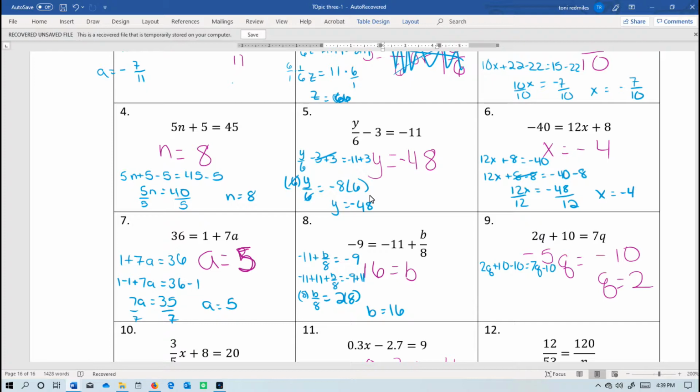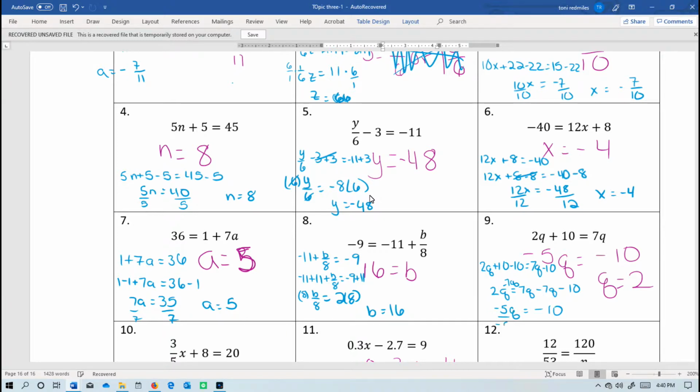This time I have a q here, so I need to get that q to the other side. So to do that, it's a positive q. Let me subtract it from both sides. I have to do it over here too. So 2 minus 7 is a negative 5q equals negative 10.